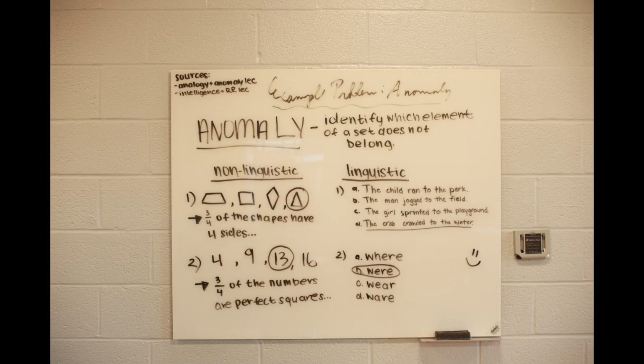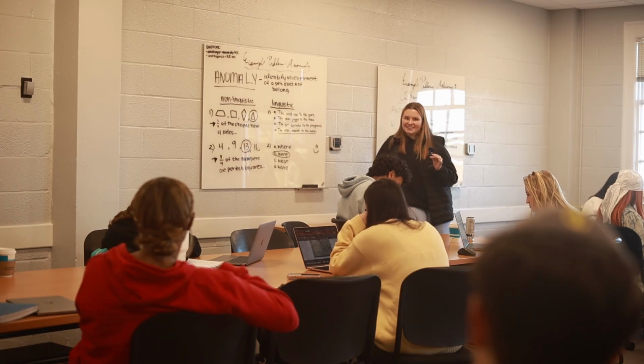For our non-linguistic anomaly, we had 4 shapes, and 3 out of 4 of the shapes had 4 sides, and then we had a triangle, which didn't belong because it had 3 sides. And then for our linguistic, we had where, were, where, and where, and these 3, the pronunciation was the same, and then this one, the pronunciation was different for were.